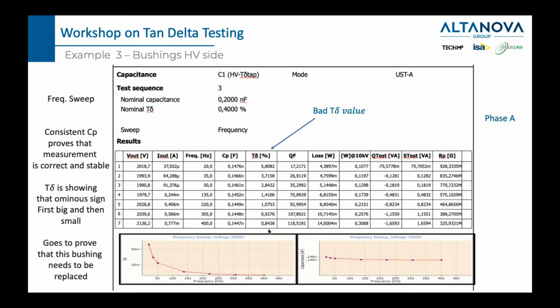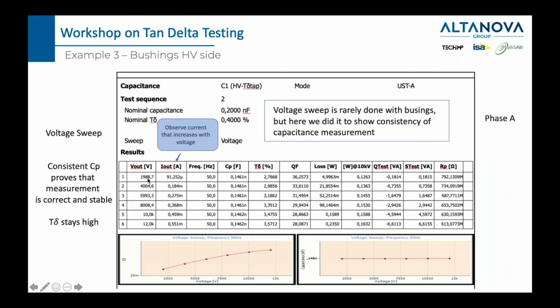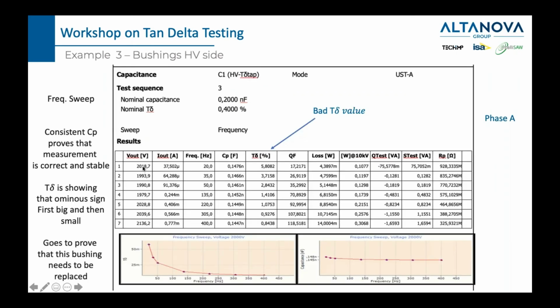And then we decided on phase A, again, to do a frequency sweep. We kept the voltage the same, 2 kilovolt all the time, but we changed the frequency. You see, in the previous test with the voltage sweep, frequency stays the same, but the voltage changes. Here the voltage stays the same. We change the frequency: 20, 35, 50, 135, 220, 305, and 400 hertz.